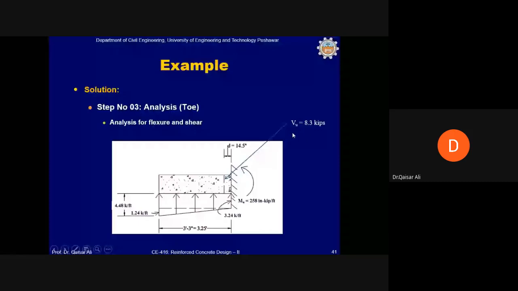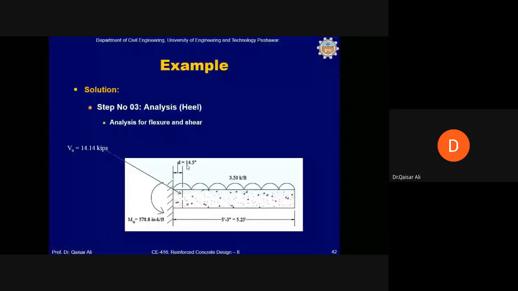This you can do very easily. Similarly, in the case of heel, the shear force at the distance of d can be calculated because the total will be 3.5 into 5.25. The maximum shear at this location will be 3.5 into 5.25, and at the distance of d can be calculated from the shear force diagram easily.